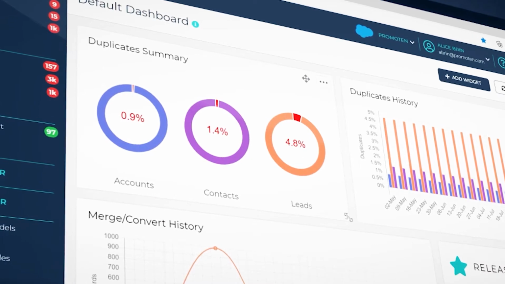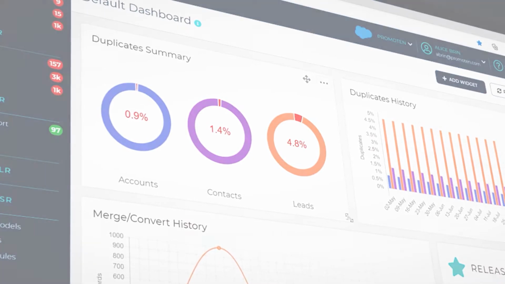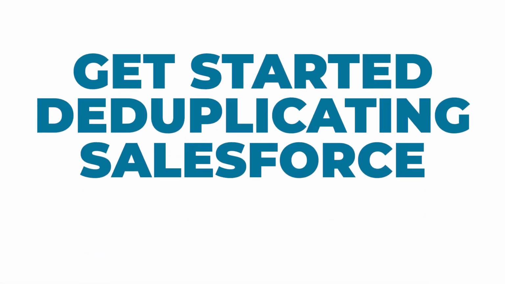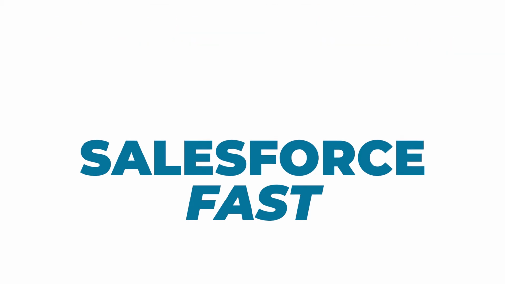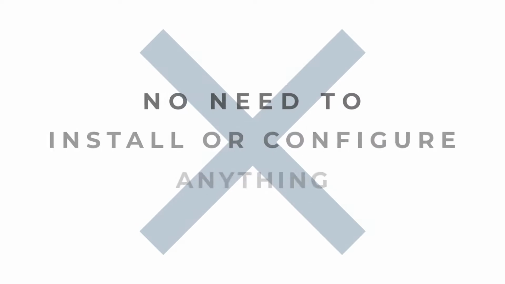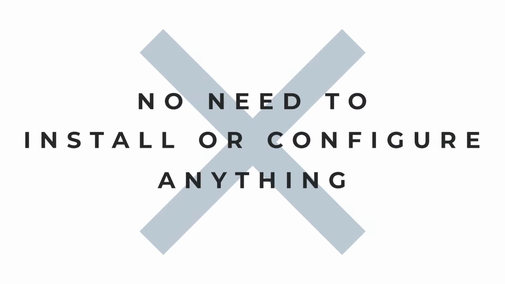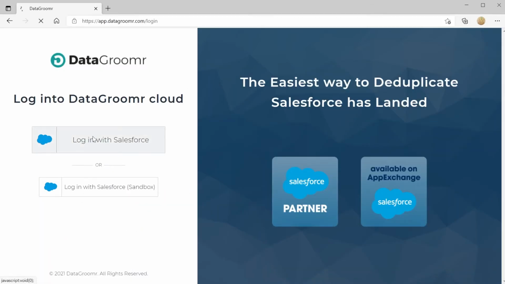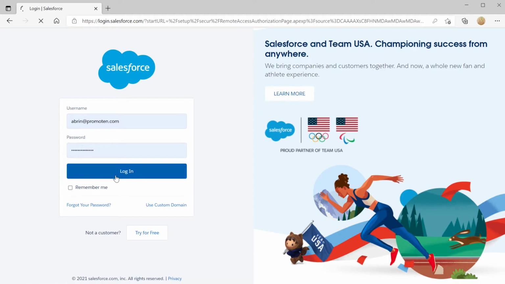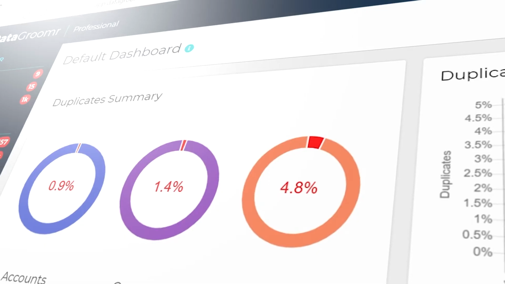In this short video, I'm going to give you a quick overview so that you can get started deduplicating Salesforce fast. Before we dive in, I'd just like to point out that to utilize DataGroomr, you don't need to install or configure anything. Simply navigate to app.datagroomr.com. Use your Salesforce credentials to log in, and the app will start finding duplicates. It really couldn't be easier.